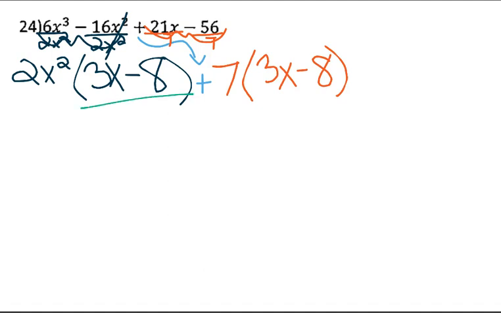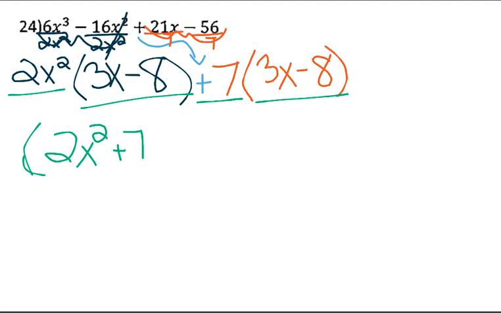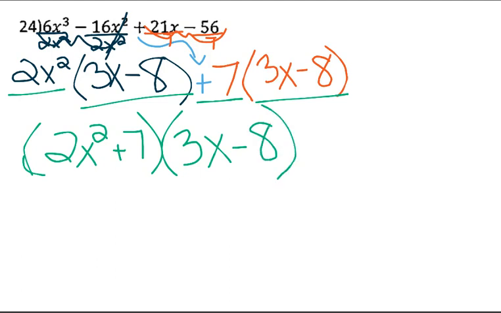Now, again, you notice what is left in parentheses are the same. And that was the goal for factoring by grouping. So I can take what is on the outside of the parentheses and put them together. That will be 2x squared plus 7. And I can put it with what is on the inside of the parentheses, which is 3x minus 8. So that is how you factor by grouping.